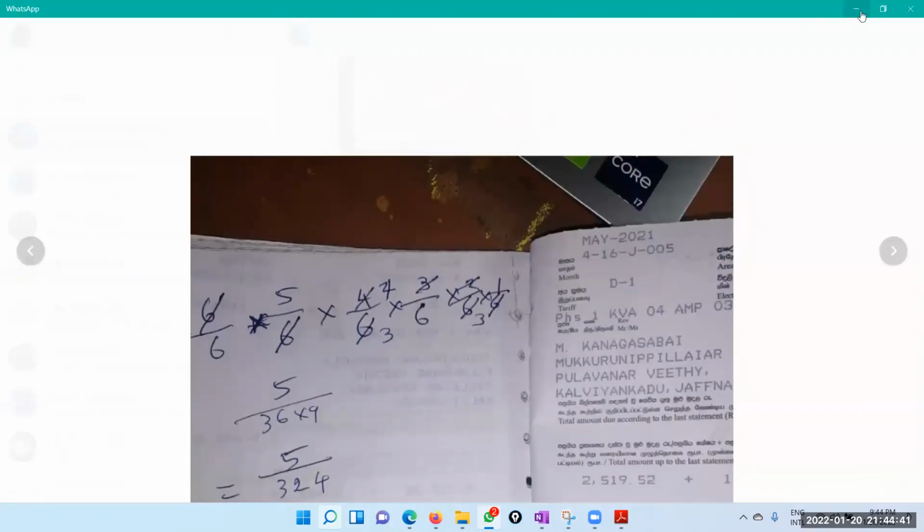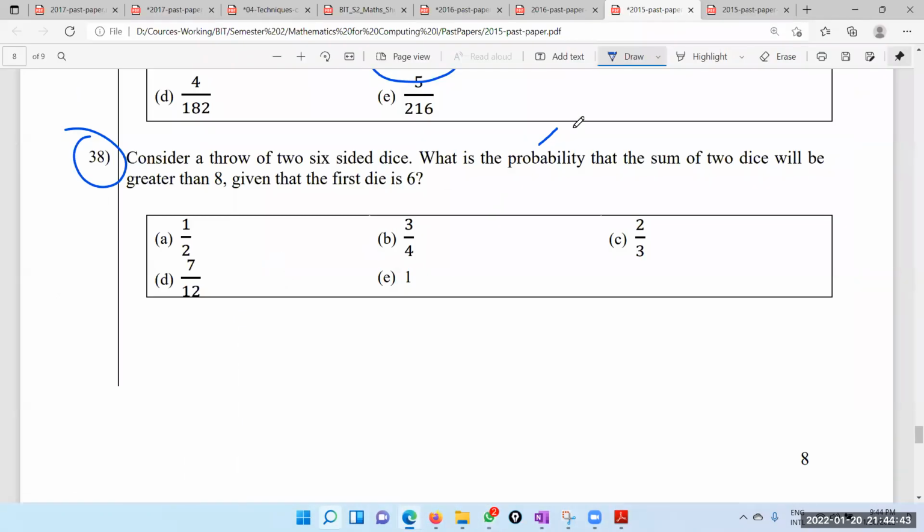Right. Consider a throw of two six-sided dice. Dice දෙකක් තියෙනවා. Six-sided dice. What is the probability that the sum of the two dice will be greater than 8? Sum එක 8ට වැඩි වෙන්න ඕන. Given that first die is 6.